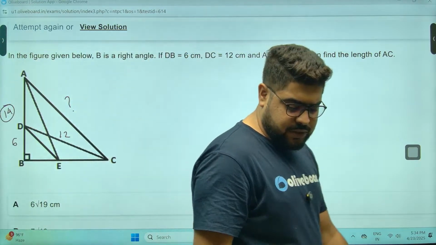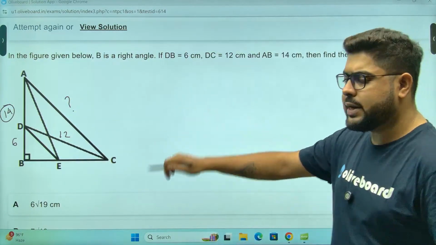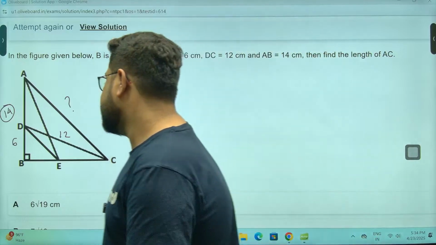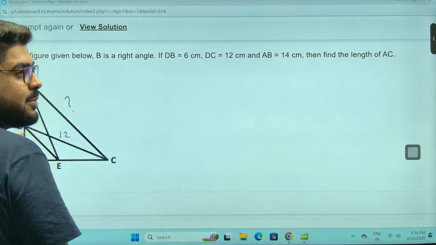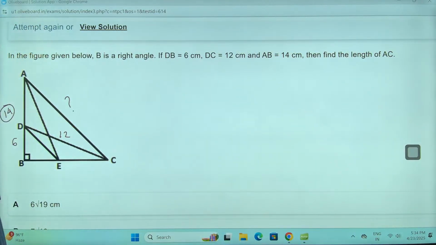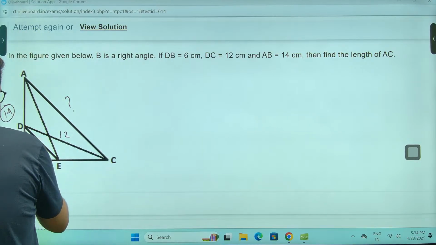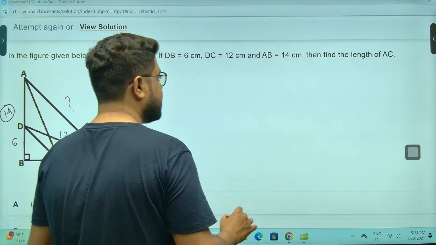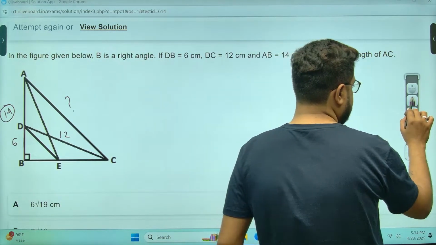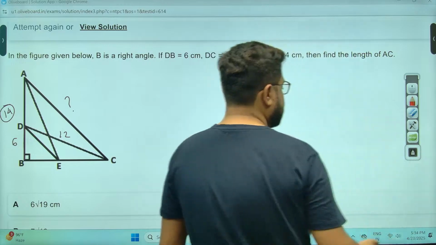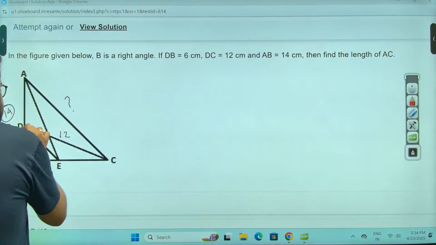In that case, we don't need properties. I was thinking of applying the property of 4 and 5. 4 and 5, there is a very important property. If you don't know it, then do it. Otherwise, you don't need it. It is easier actually. You take this triangle.